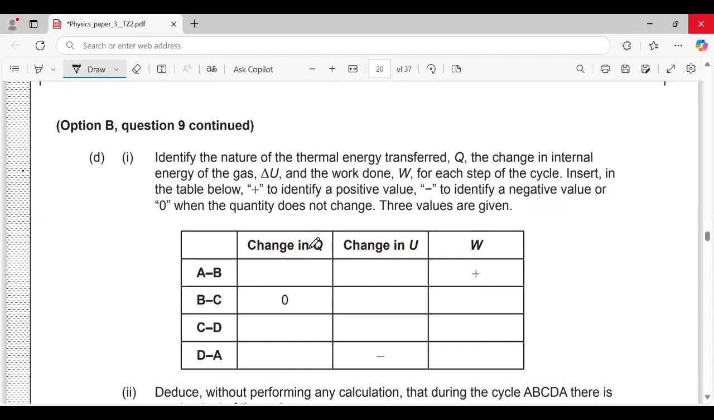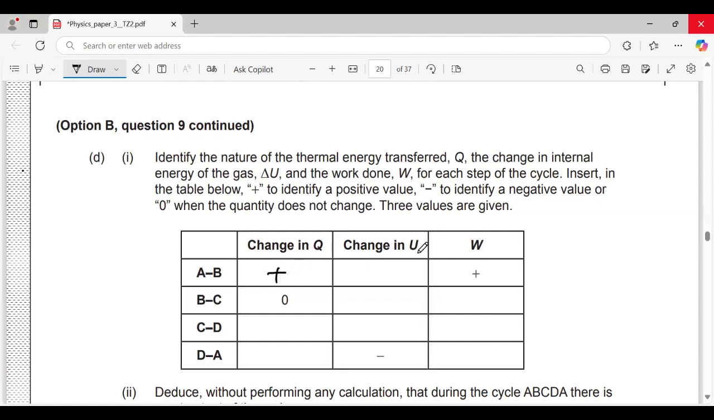In an isobaric, sorry, A to B, I mean change in Q of A to B, isobaric expansion from A to B. In an isobaric process, heat is added to the system to increase the internal energy and do work. When the gas expands, the thermal energy transferred to the system is positive. So it means Q will be greater than 0, and the sign is positive.